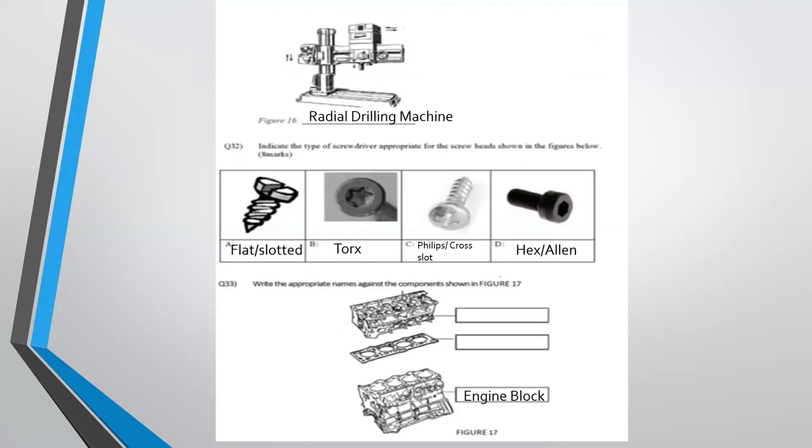The next question is: write the appropriate tape against this component. So this whole thing is the engine, and this is the engine block. And we know the engine block is separated from the head by a head gasket. So this thing is a gasket, and this one is the cylinder head. So this is the cylinder head, the head gasket, and the engine block.